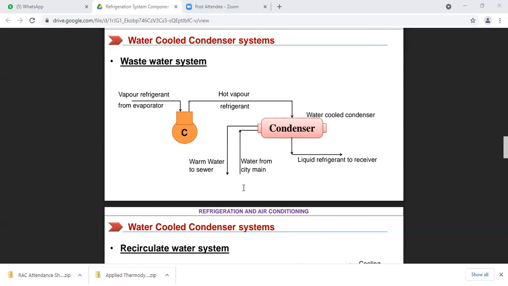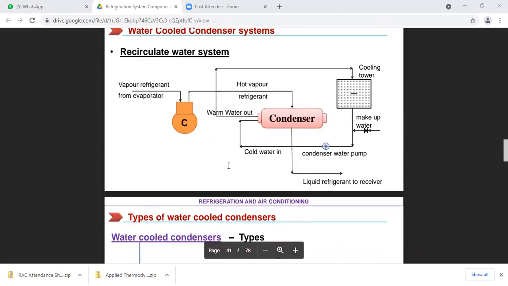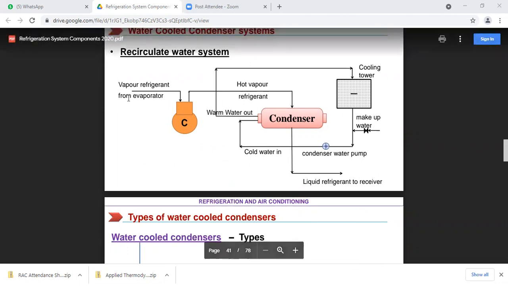So you are finding that the water from the city main line is extracting the heat from the refrigerant, and it is converted into warm water because it extracts the heat from the refrigerant, and the hot vapor refrigerant is converted into liquid refrigerant. So this is the water cooled condenser system. Now next is the recirculated water system. In this recirculated water system, we are using the water again and again.